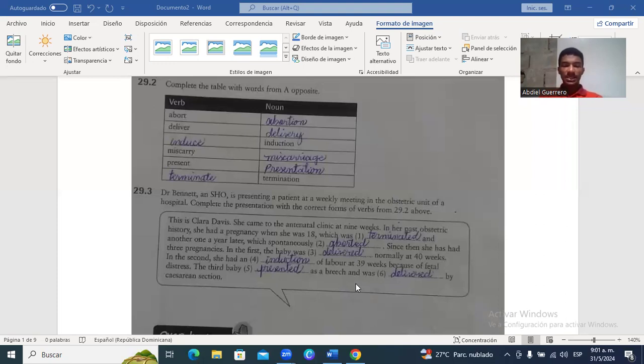In the first, the baby was delivered normally at 40 weeks. In the second, she had an induction of labor at 39 weeks because of fetal distress. The third baby presented as a breech and was delivered by cesarean section.